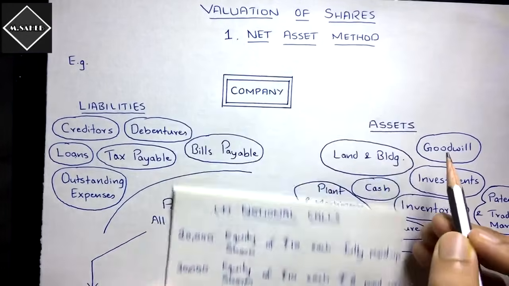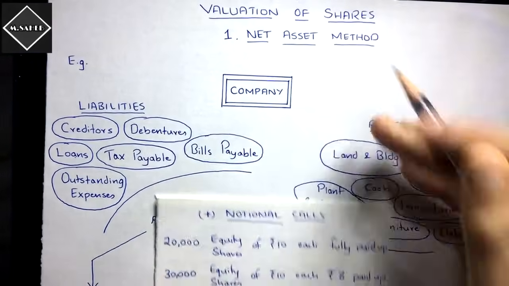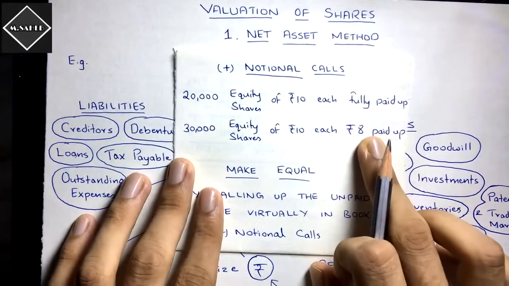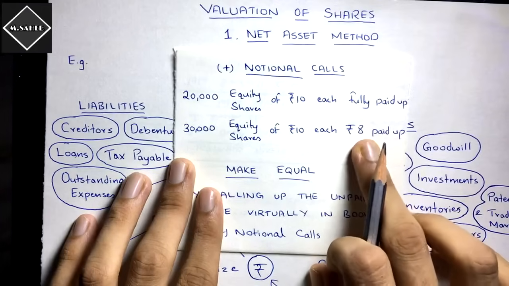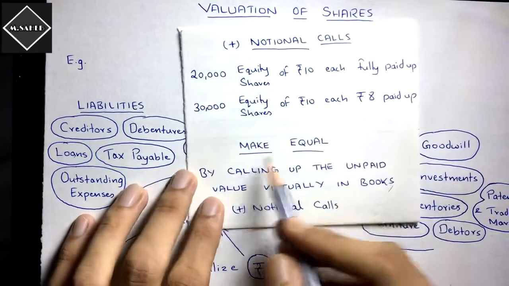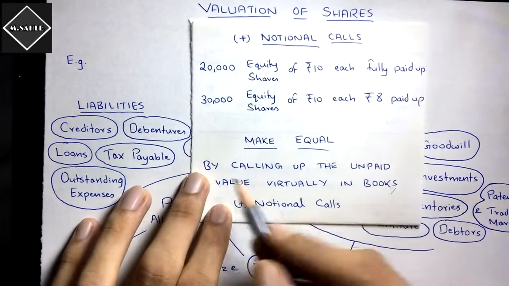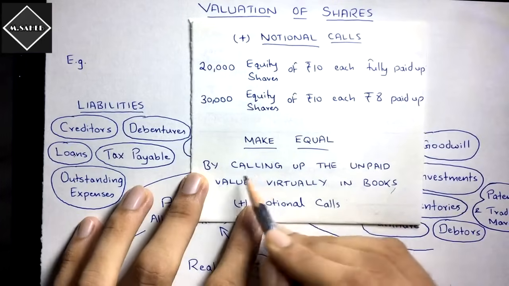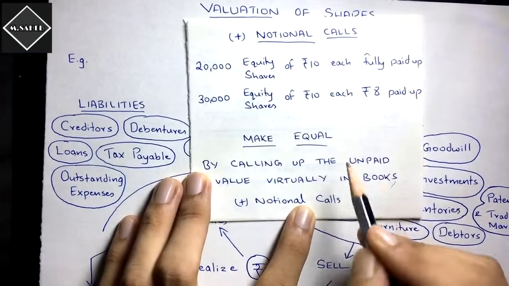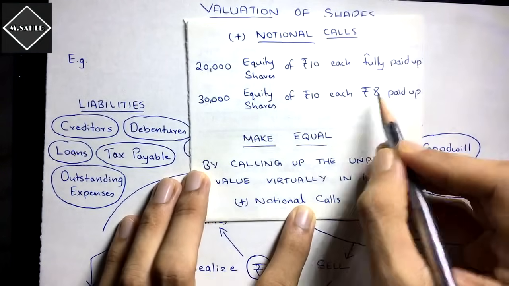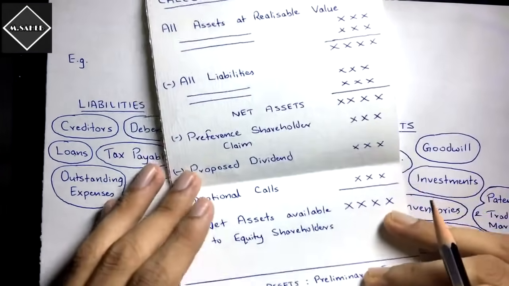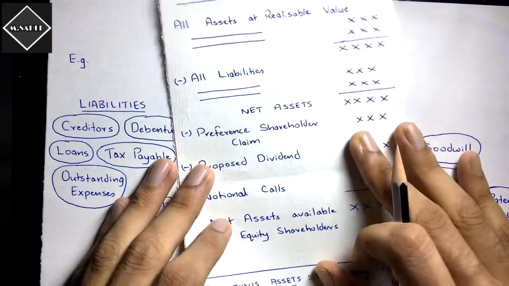Now while calculating the value of share under the net asset method, just for this calculation, we need to make this fully paid up and make it equal to the other classes of shares. How can we do that? We can make these classes of shares equal by calling up the unpaid amount virtually in the books. Here the unpaid amount is 2 rupees. So 2 rupees into 30,000 is 60,000. So 60,000 will be added to the net assets for this calculation.